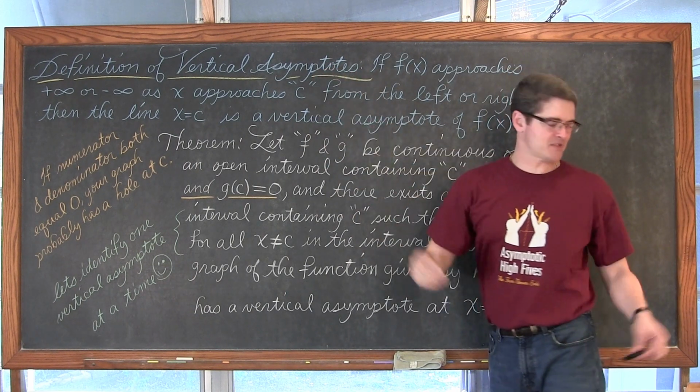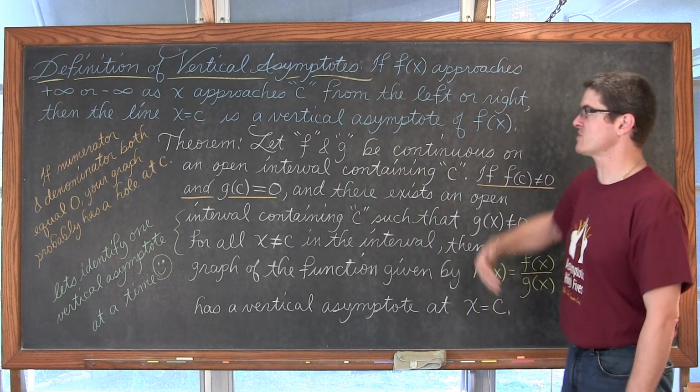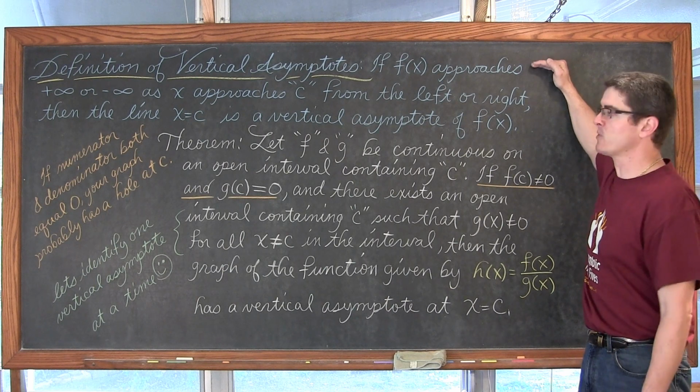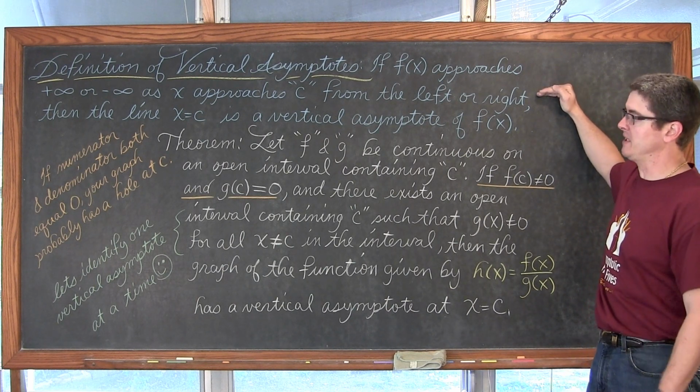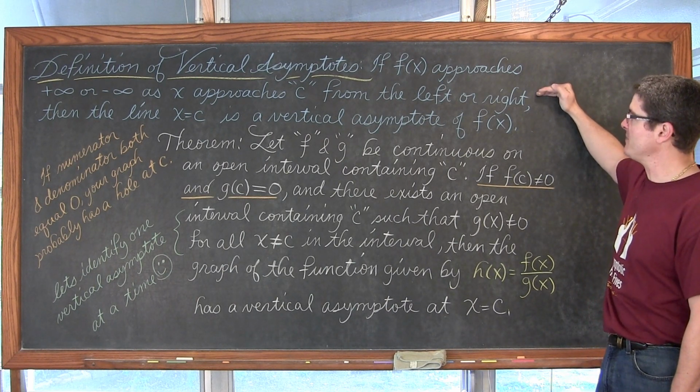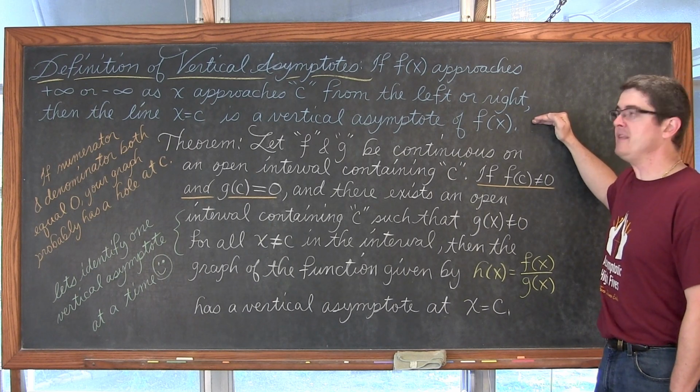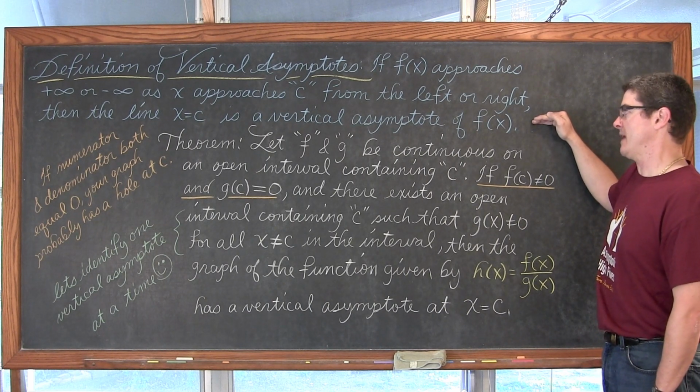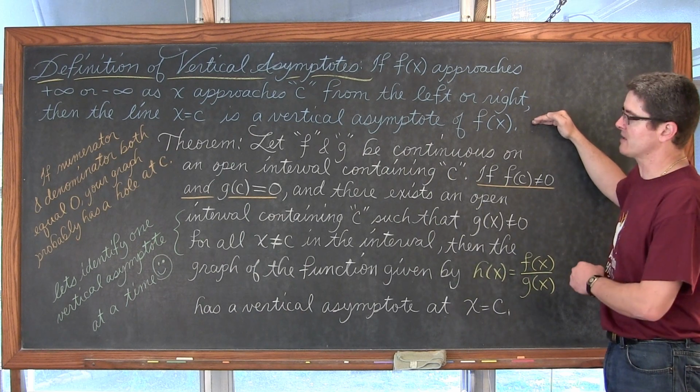Definition of a vertical asymptote. I keep talking about it. What does the definition say? If f of x approaches either positive or negative infinity as x approaches c from the left or the right, then the line x = c is a vertical asymptote of the function f of x.